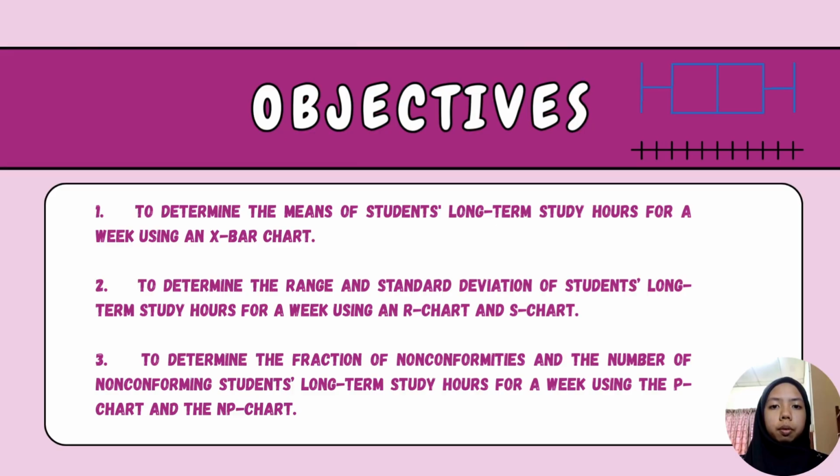We have three objectives for the case study. First, to determine the means of students' long-term study hours for a week using an X-bar chart. Second, to determine the range and standard deviation of students' long-term study hours for a week using an R chart and S chart. Third, to determine the fraction of nonconformities and the number of nonconforming students' long-term study hours for a week using the P chart and the NP chart.